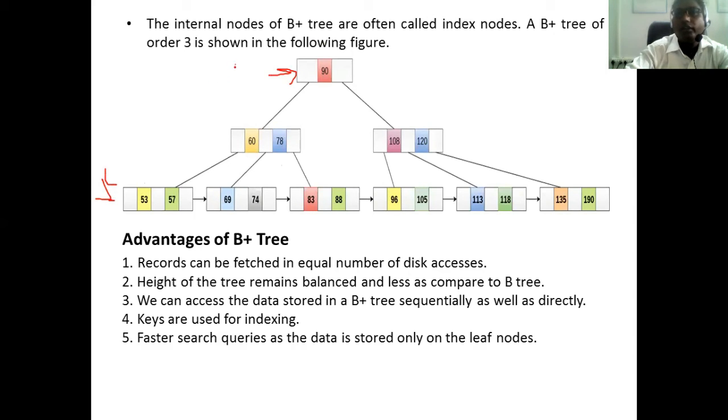90 is the root node, and all these in the middle are the internal nodes. According to the B plus tree properties, all the internal nodes contain only the key values. Here the internal nodes 60, 78, 108, 120 are the key values, and these are the data pointers.